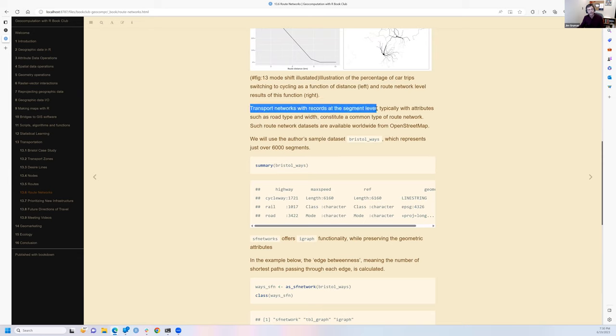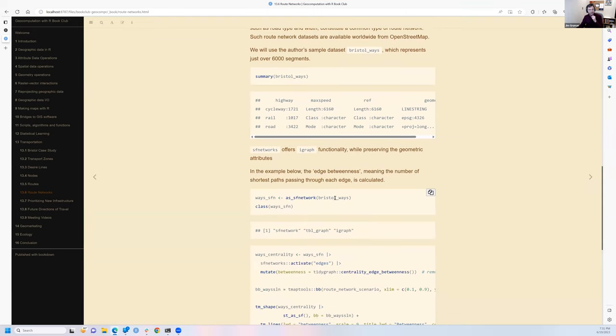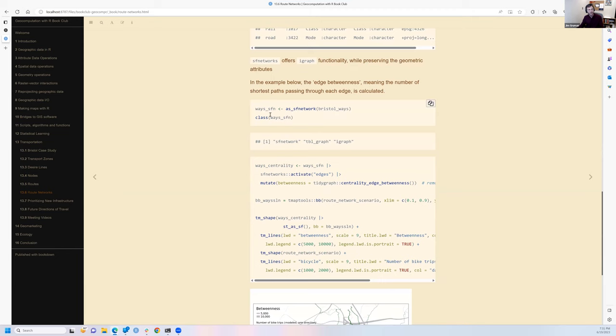Okay, so with the networks at the segment level, like if we know the road type and the width, like in OpenStreetMap, we can do a lot more detailed modeling. And Bristol Ways is an example of a data set that has the detail of the underlying infrastructure. So we can feed Bristol Ways into SF networks to keep the geometric attributes. And in this case, we get an SF network along with an iGraph.